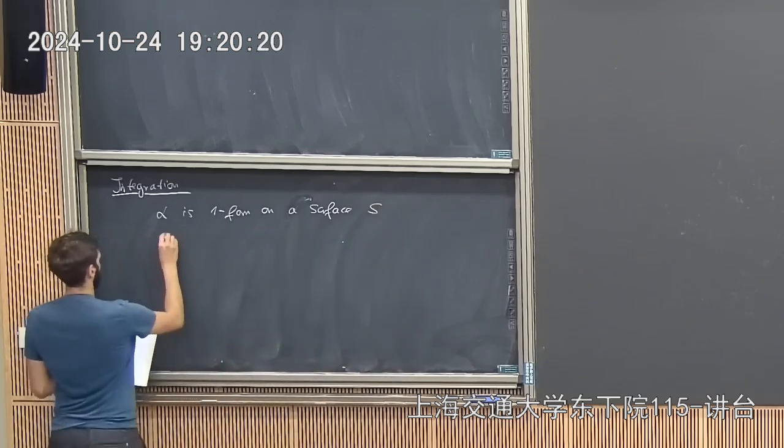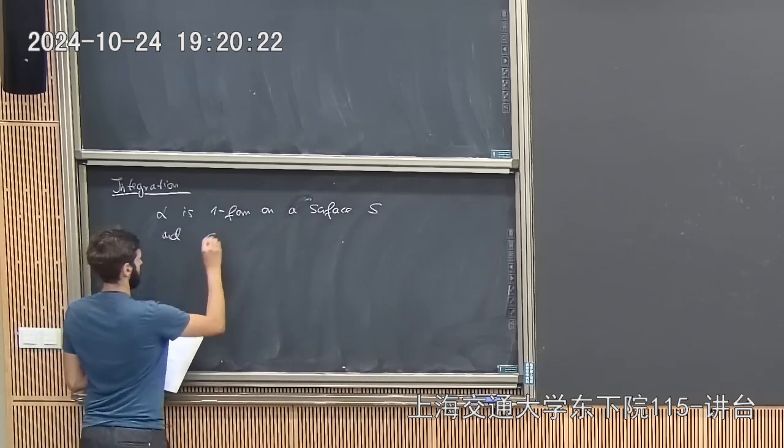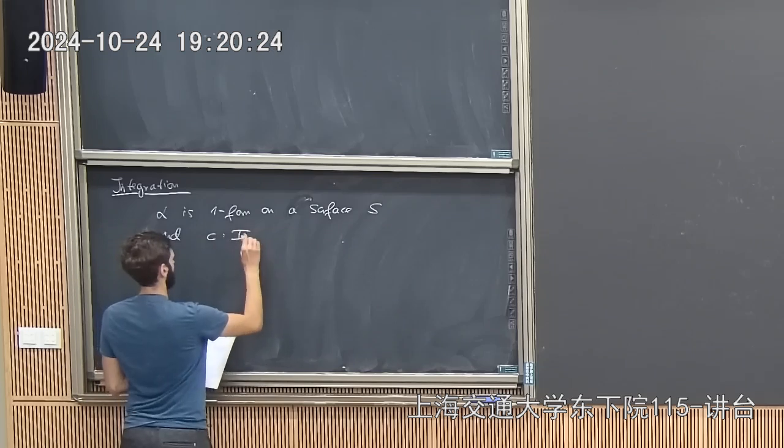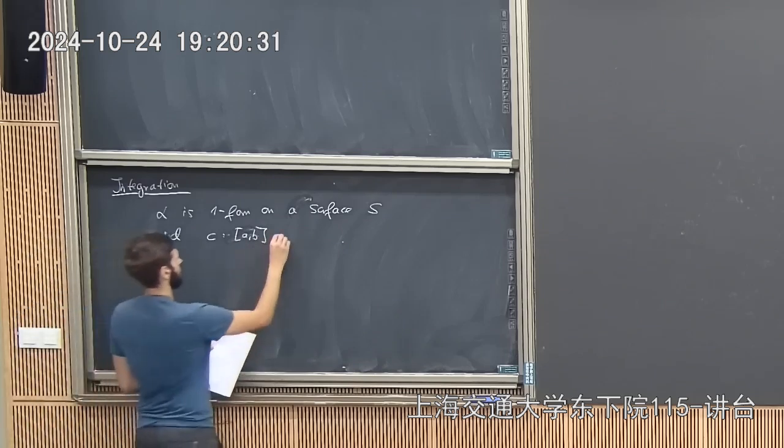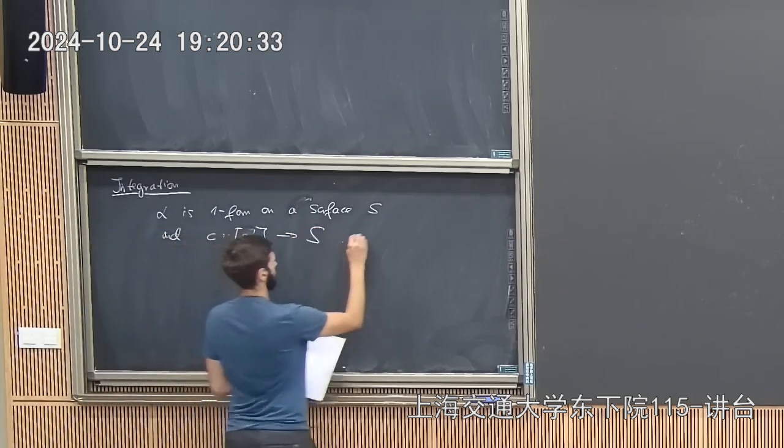And suppose that C, let's say defined on an interval into S, is a smooth curve.